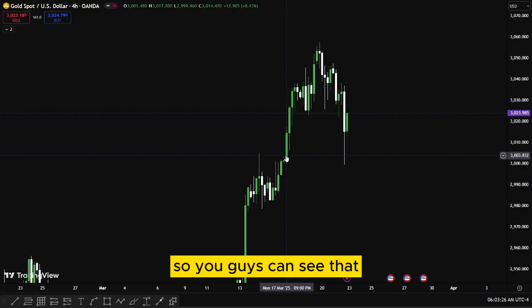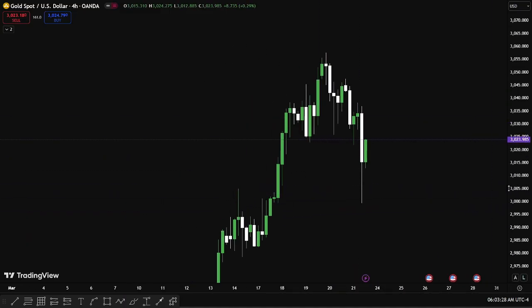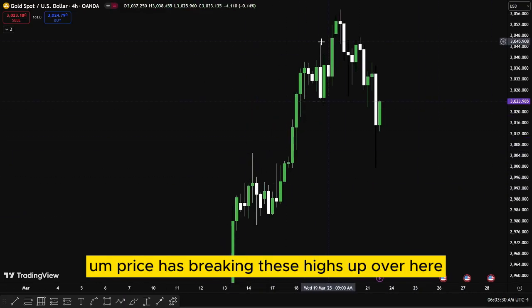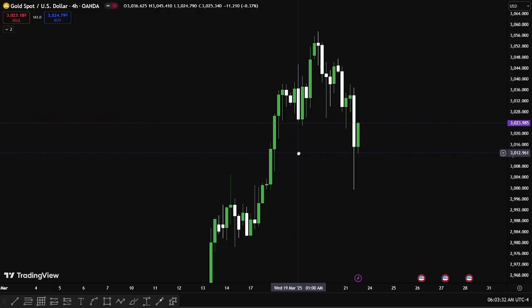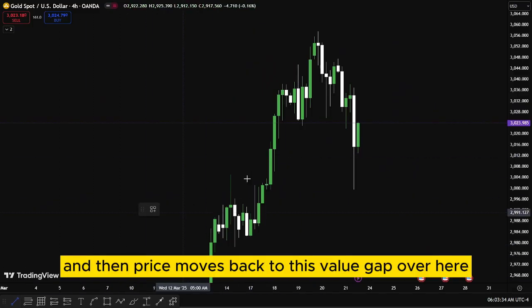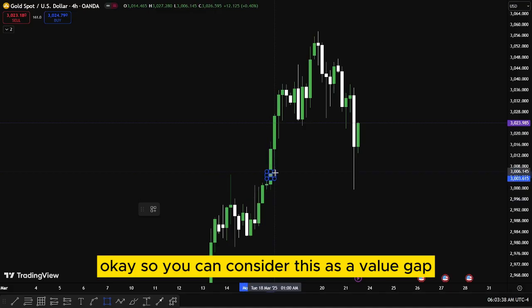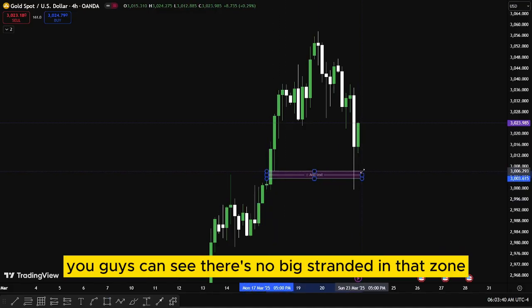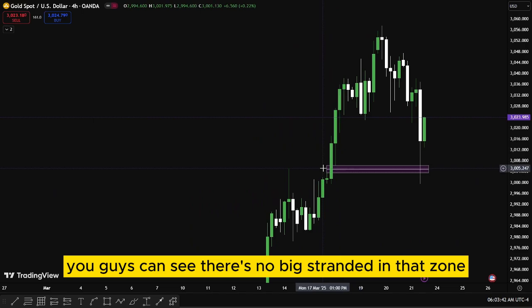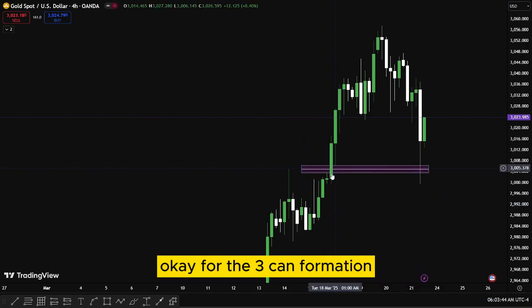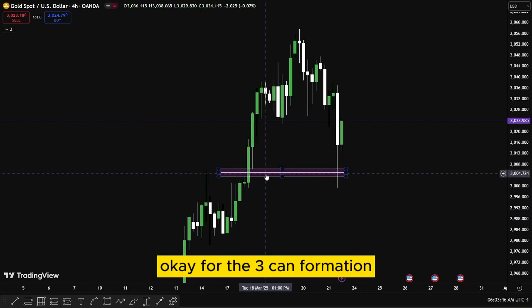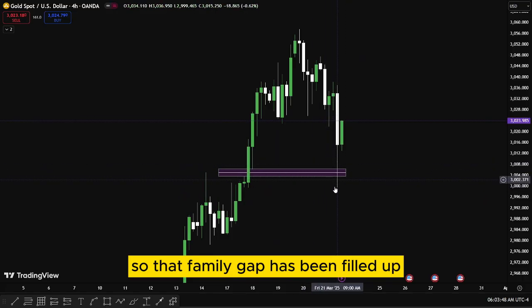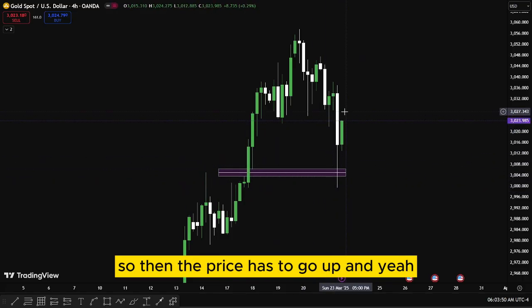So we are on the higher time frame, guys. You guys can see that price has broken these highs over here, and then price moves back into this fair value gap. You can consider this as a fair value gap, since you guys can see there's no wicks traded in that zone, for the three candle formation. So that fair value gap has been filled up, so then the price has to go up.